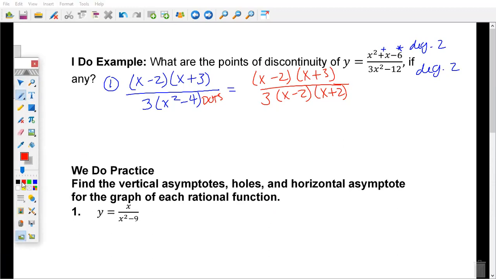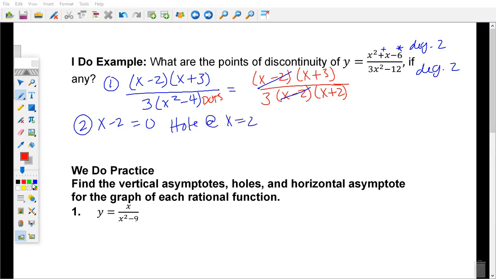So we're fully factored. Okay, step 2. Is there anything that can be removed? Yes. What can be removed? x - 2. So that tells me I have a hole. And the hole is at 2.